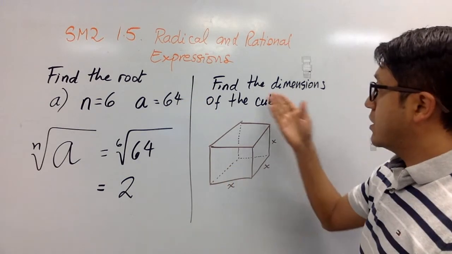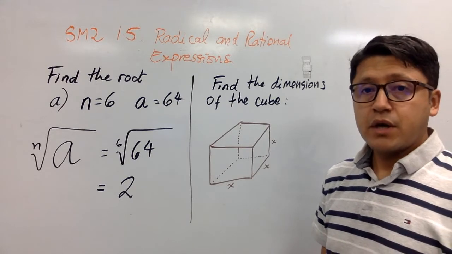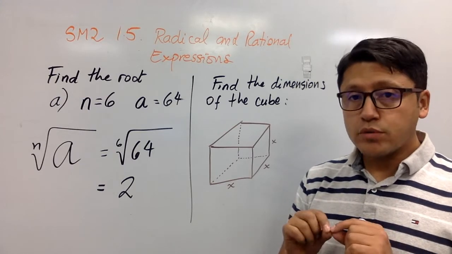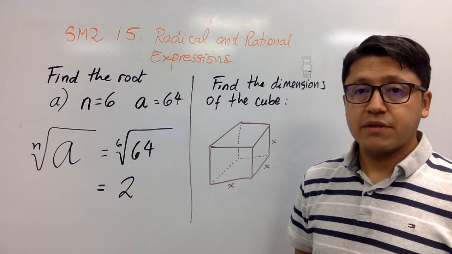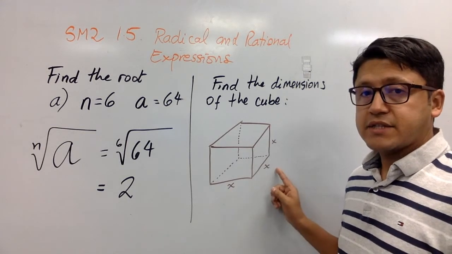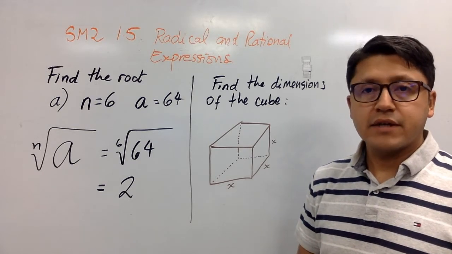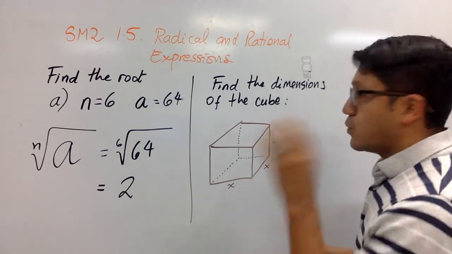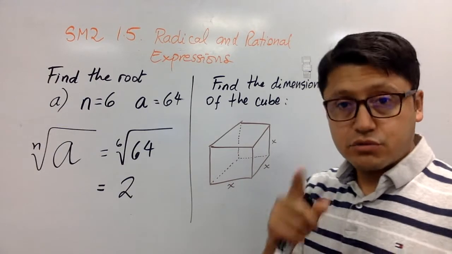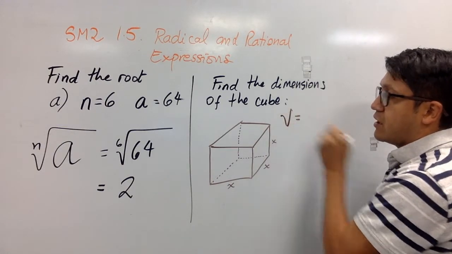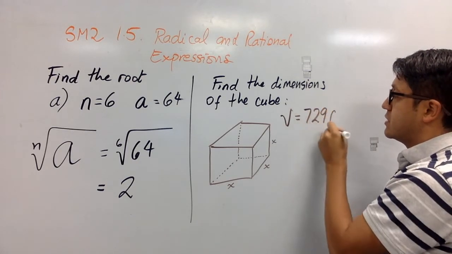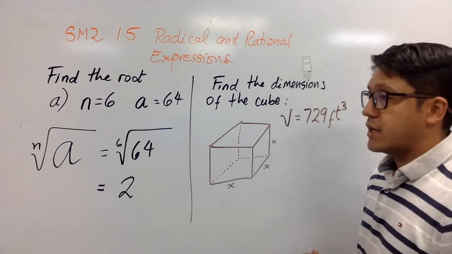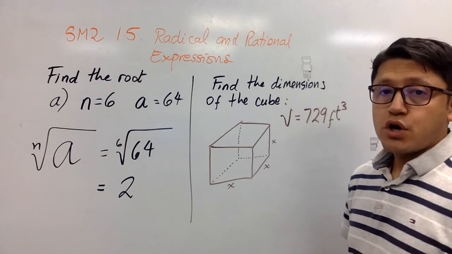In this situation, we are asked to find the dimensions of this cube. As you know, the cube is a polyhedron, which means that it's a solid figure where all, in this case, all of its sides measure the same length. So that is why I can write that this x, x, and x, the width, the length, and the height are all the same. Like taking into account like a dice, right? Okay, so with this in mind, we are told, and I forgot to write by the way, we are given the value of the volume, which is 729 cubic feet.